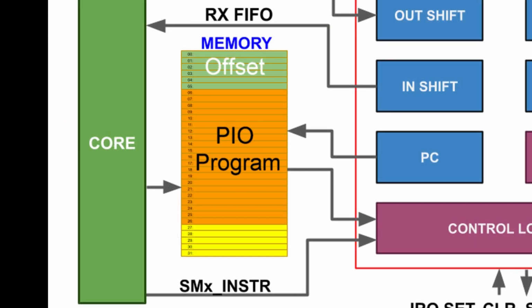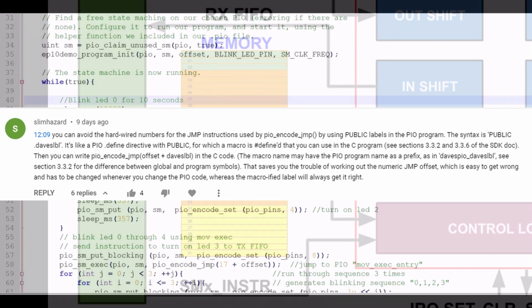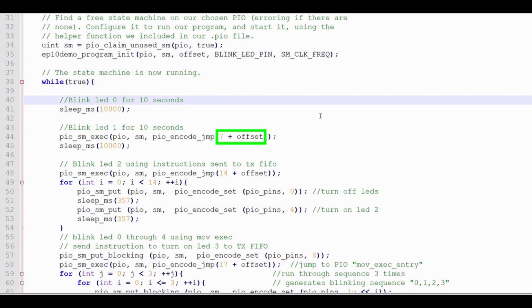But first, I received a comment from Slim Hazard who suggested a much better way to address the offset for the different loops of the PIO program when using C. After some clarification, I was able to vastly improve the portability of the PIO program. I'd like to thank Slim Hazard very much for the assistance. Let's go through these improvements now.